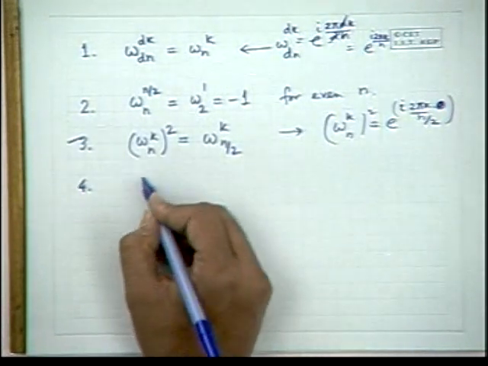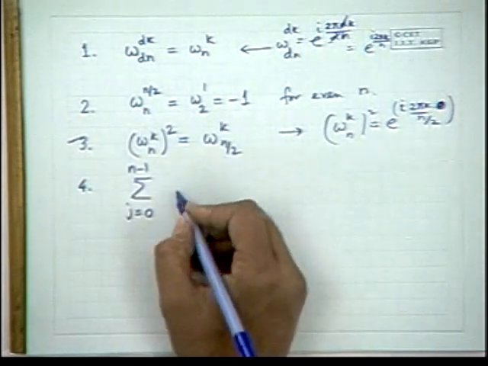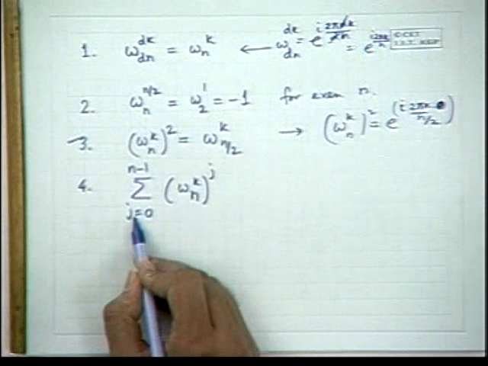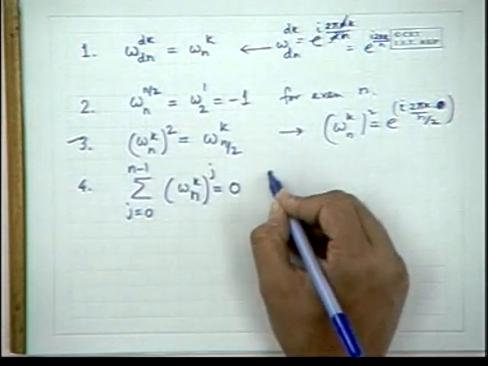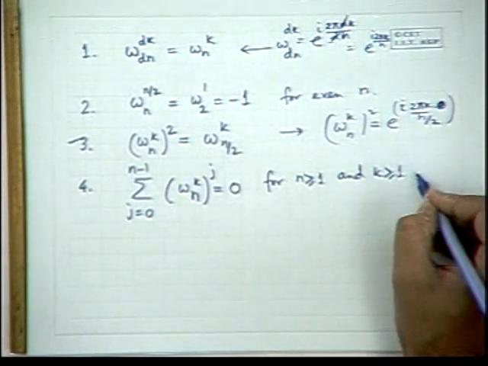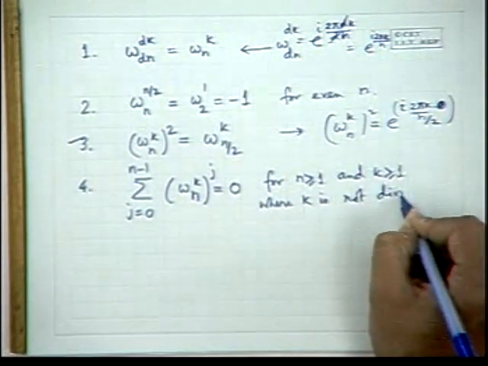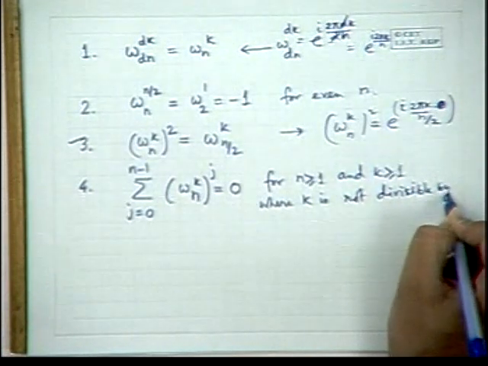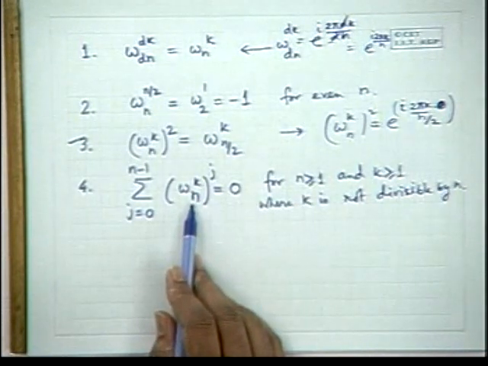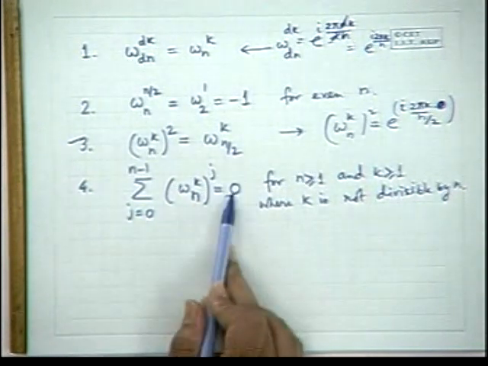Then the fourth one is sigma j going from 0 to n minus 1 W n k to the power j. This is exactly equal to 0 for n greater than or equal to 1 and k greater than or equal to 1, where k is not divisible by n. If k is not divisible by n, then if you take this sum, then this sum must be equal to 0.